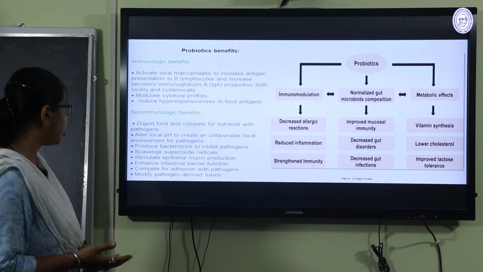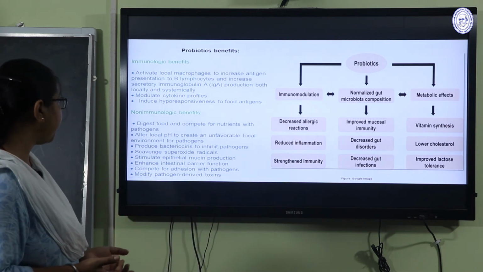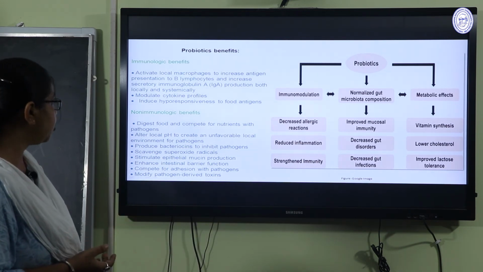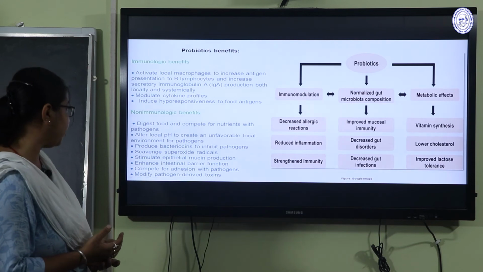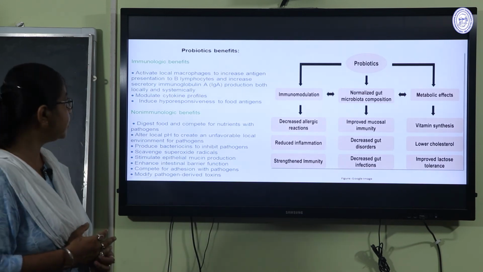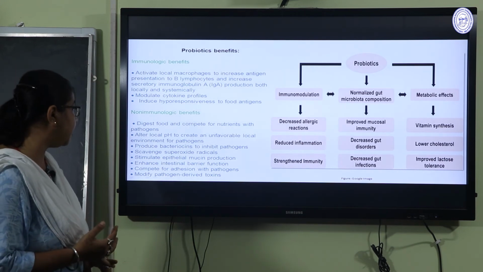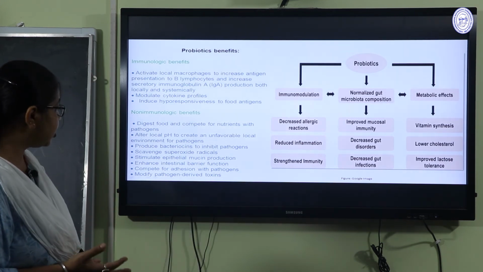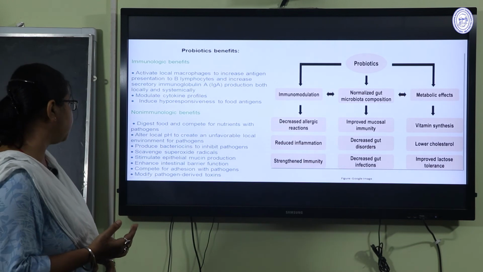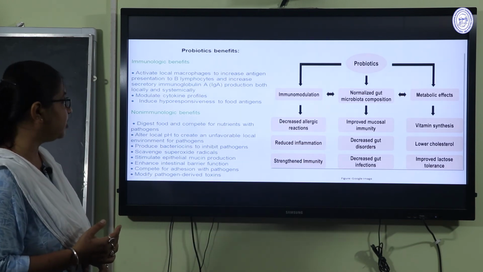It helps in digestion of the foods, competes for the nutrients with pathogens, alters local pH to create an unfavorable local environment for pathogens, produces bacteriocins to inhibit pathogens, scavenges superoxide radicals, stimulates epithelial mucin production, enhances intestinal barrier function, competes for adhesion with pathogens, and modifies pathogen-derived toxins.